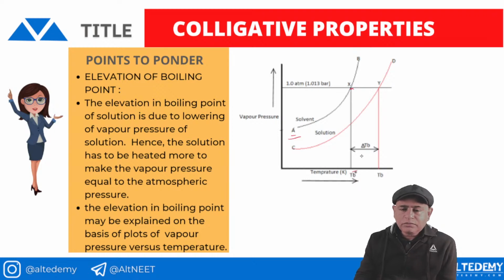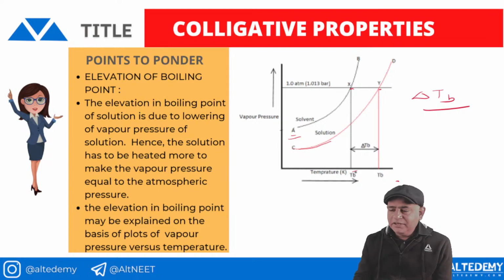Now, we are adding some non-volatile solute to the solvent. Now it has become a solution, and we start observing its vapor pressure, and we find that this is the line. This is line CD. Now it will be moving by this path, and we will notice that the vapor pressure will come at a slightly higher temperature, and the difference in the temperature will be called delta TB, elevation in boiling point.